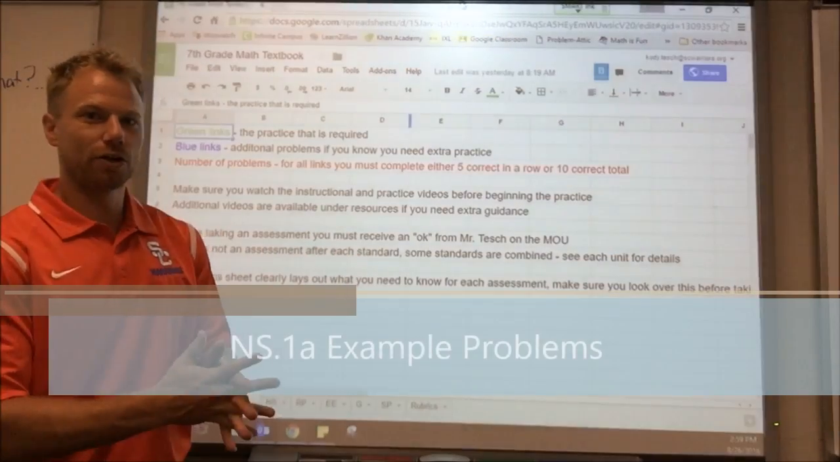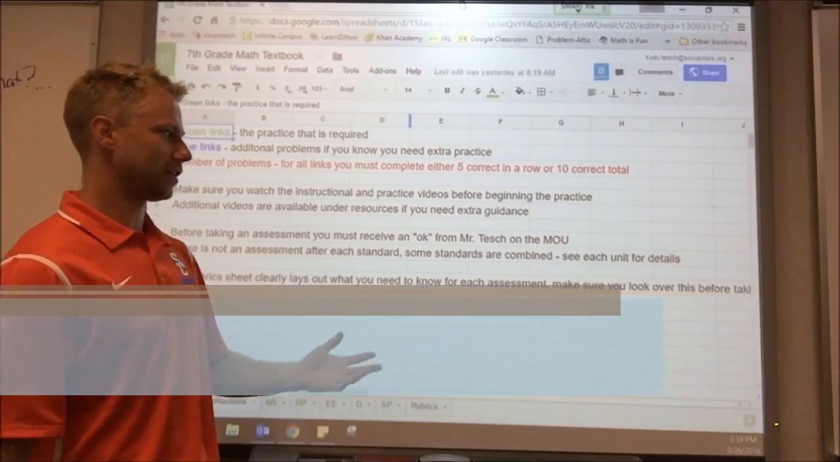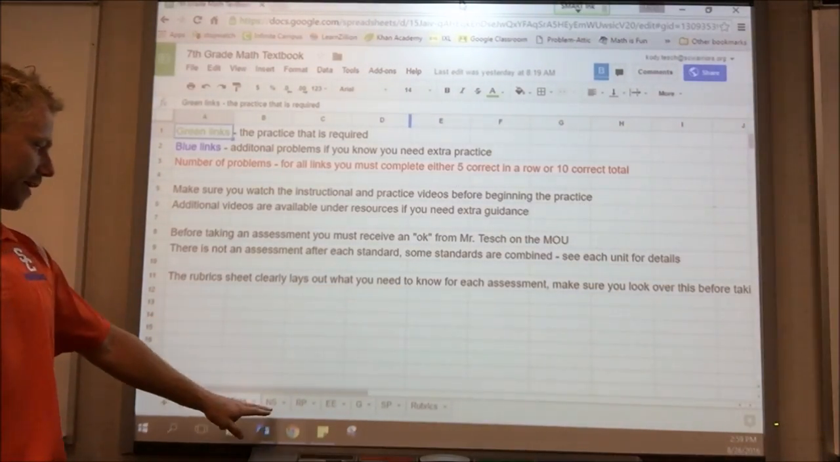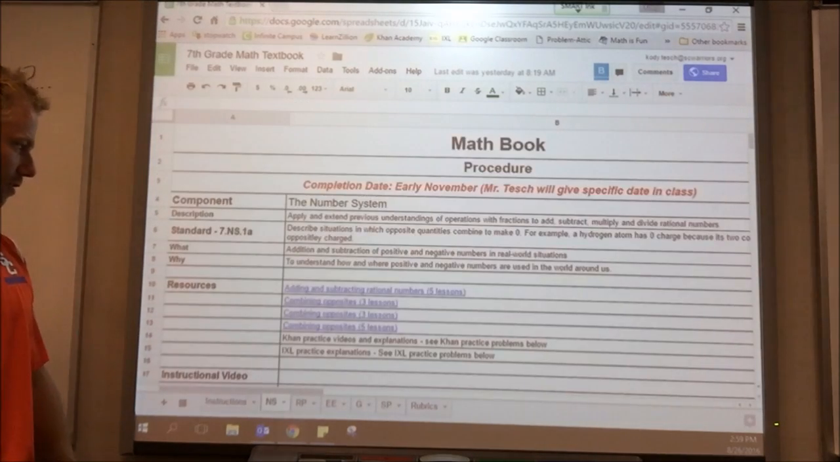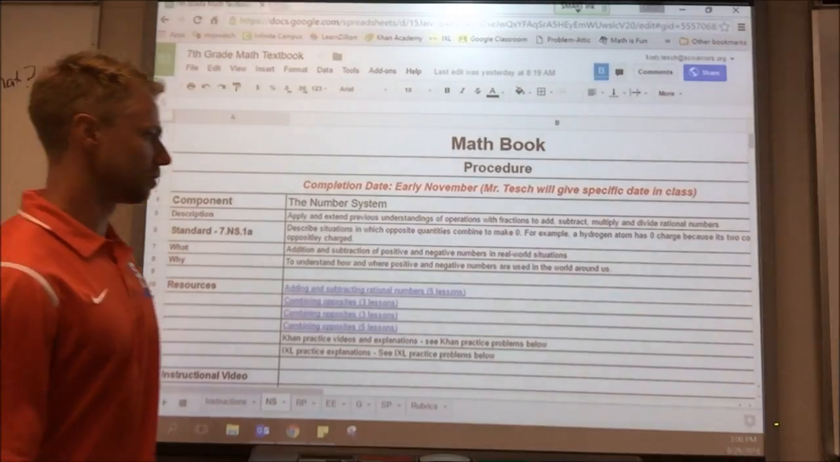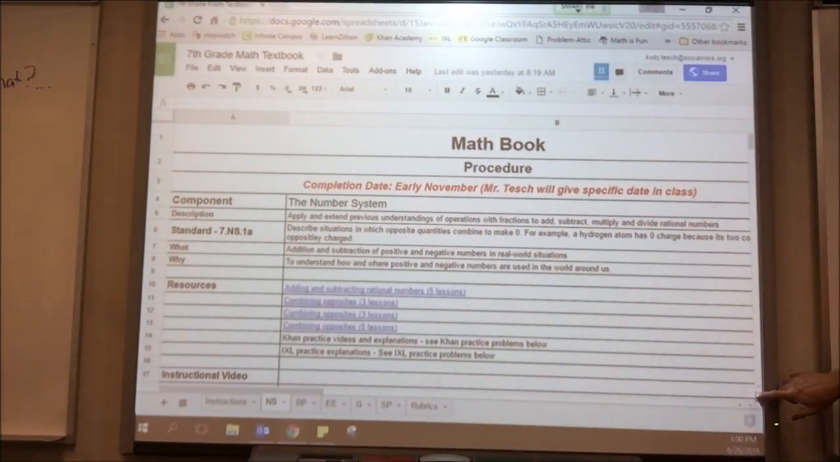All right, 7th graders, I'm going to go over some examples from the practice links for the first standard that we're covering. I have my textbook open. At the bottom, I'm going to click on NS, which brings me to the number system. And I'm going to the first standard, which is NS1A. I'm going to go down to those practice links.